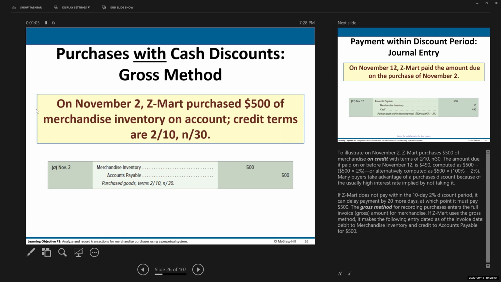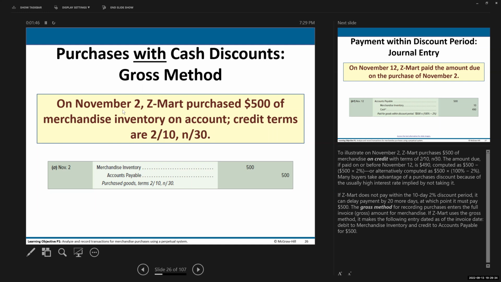So here we go. On November 2nd, Zmart purchased $500 of merchandise inventory on account. That means I'm going to pay you later, right? Or you're going to pay them later. The credit terms are 2/10 net 30. Now, let's take a look at this. If we want to get the 2% off, we have to pay within 10 days. Well, what's 10 days from November 2nd? Well, again, 2 plus 10, that's 12. So we have to pay this invoice off by November 12th.